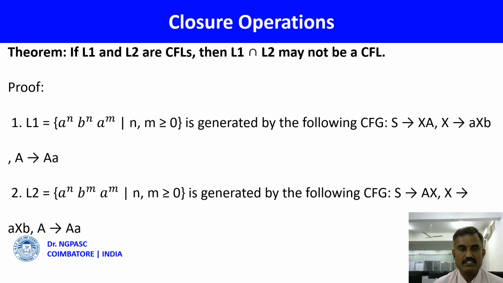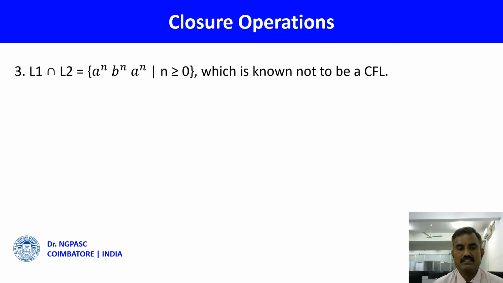Now using the b term, b power n and b power m, which one is smaller? n is smaller, so in the second part we get b power n. Both are the same, so we can use either n or m. So we get the language L1 intersection L2 equal to a to the power m, b to the power n, a to the power m. This is not a context free language; it is a context sensitive language. So the intersection of two context free languages is not necessarily context free.